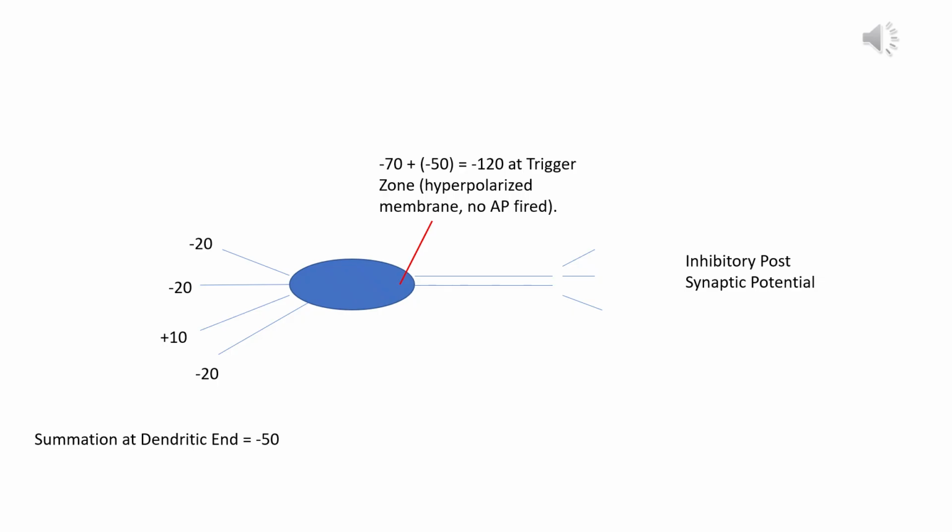So in order to fire an action potential, we have to go towards zero from minus 70 to minus 55. In this case, we went away. So we go minus 70 plus minus 50 equals minus 120. So the cell becomes hyperpolarized as a result of the chloride channels opening more so than the sodium channels opening. So no action potential is going to be fired. So this is called an inhibitory postsynaptic potential.